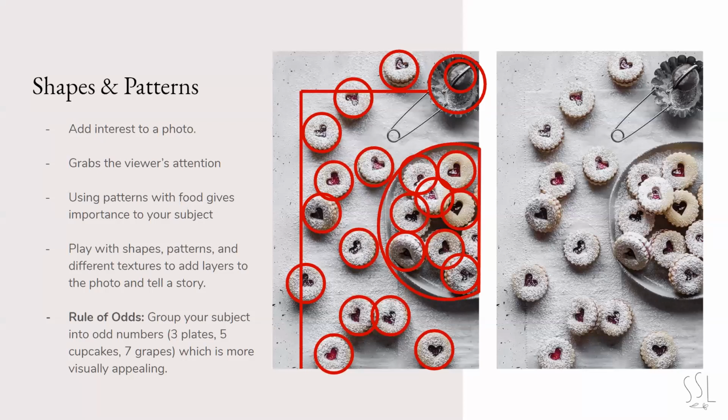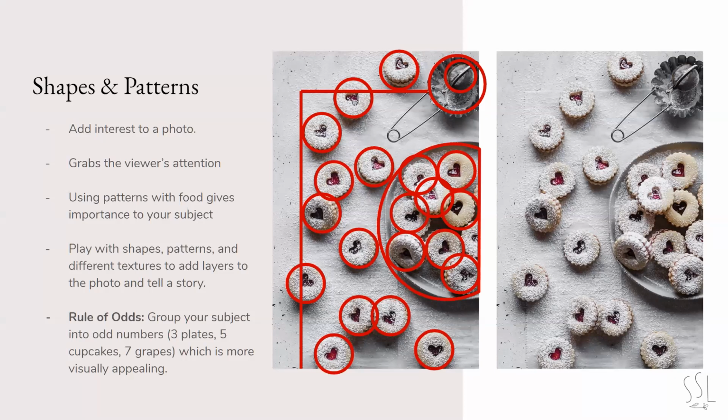Shapes and patterns. Okay, so shapes and patterns are an easy way to add a lot of interest and texture to a photo. And we do this by using similar shapes, which in this photo would be circles, and just creating a pattern throughout our photo. And as you can see in this photo, I mimicked the shape of the cookies and the circular plates and the circular metal bowl and the tea diffuser, which just makes the photo really solidly visually appealing.